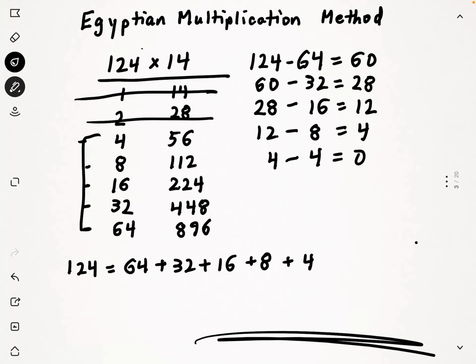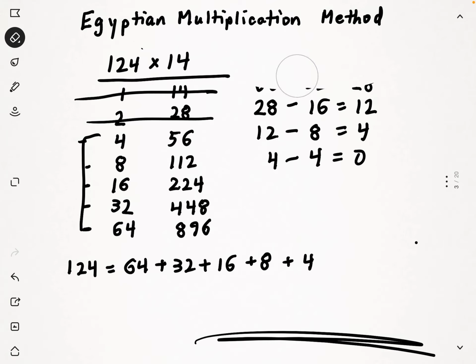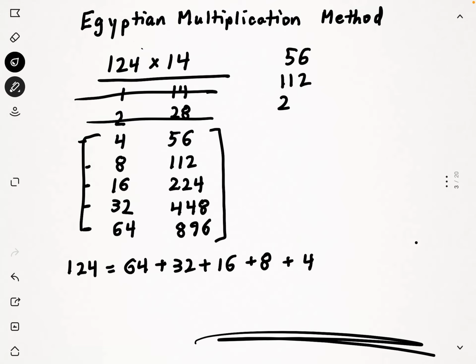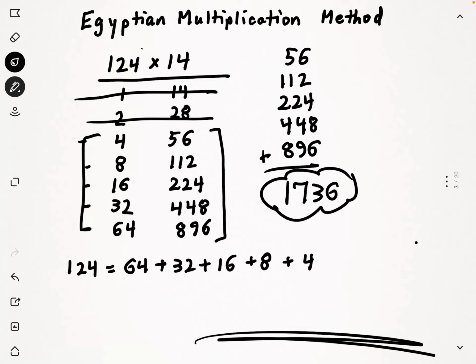And then you might say, well, what is 124 times 14? We haven't gotten to that yet. We're almost there. What we're going to do next is look at the right side of the column, these numbers right here, and add them all together. If you go 56 plus 112 and so on, add all those numbers together, you're going to get a total of 1736, which is the product.